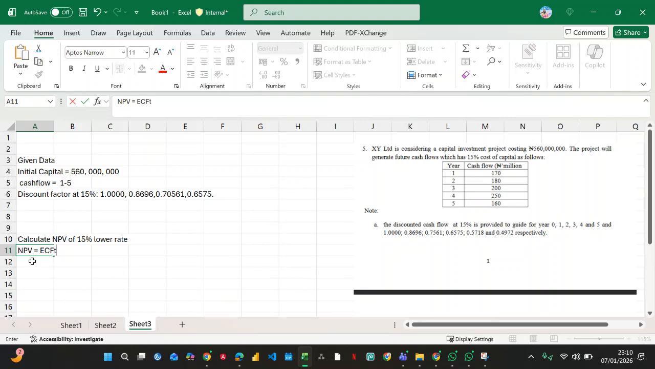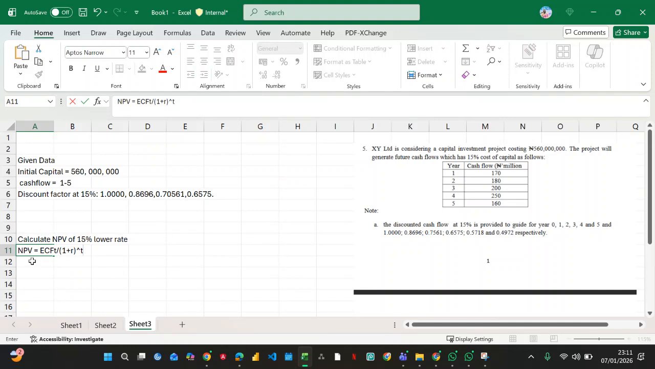So the summation of CFT divided by one plus R to the power of T. What is CFT? That is cash flow. Cash flow in year T, so T is time, the year.